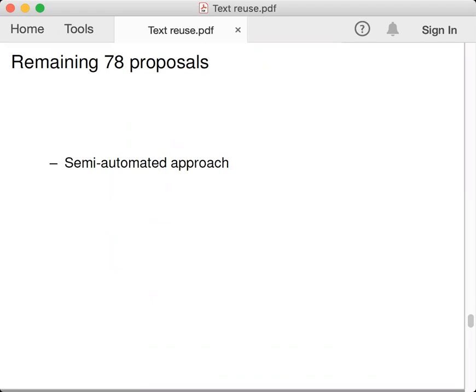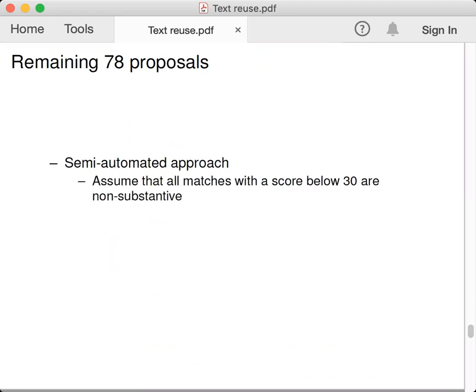For the remaining 78 proposals, I assumed that all of the matches with a score of less than 30 were non-substantive matches, that they didn't reflect any substantive arguments or ideas. Then I manually checked the remaining matches to see whether each is a substantive idea. If it is, I keep it. If it's not, I remove the text in question and run the algorithm again. I do this process until the scores are all below 30.